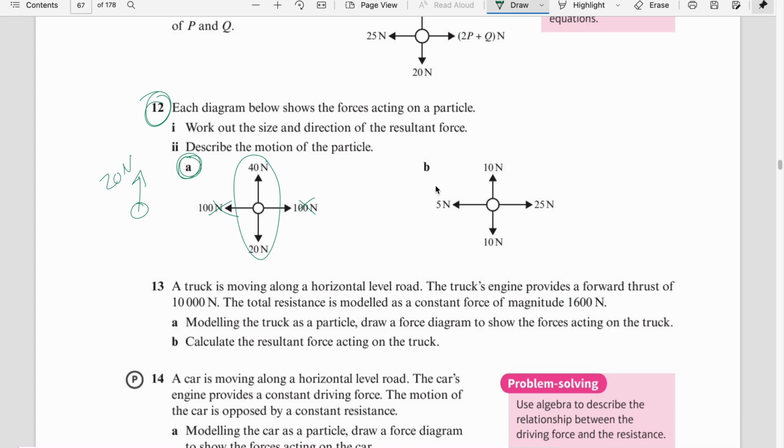So this is done. In case of B part, up and down are equal. 5 to the left, 25 to the right. So that is a net force of 20 newtons towards the right. And describe the motion: definitely having a net force, it is accelerating in the direction of the resultant force.